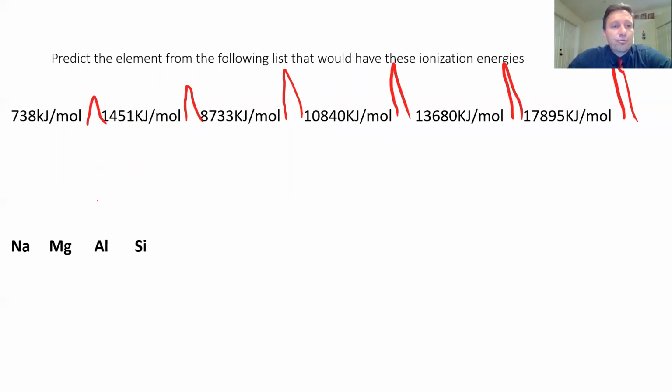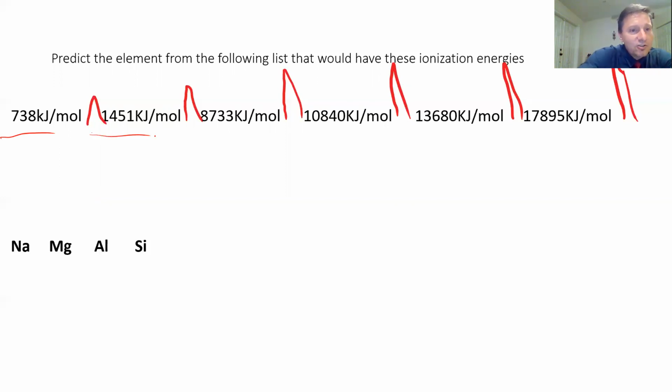So here is another one. Predict the element from the following list that would have these ionization energies. Ionization energy is the energy required to remove an electron. And there's energy 1, energy 2, energy 3, energy 4, ionization energies as you look at different electrons. So let's look at this here. The first one we have is 738 kilojoules per mole. Not a whole lot. That's going to be removed pretty quick.